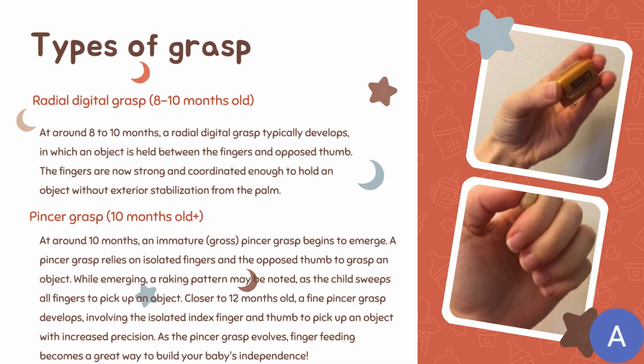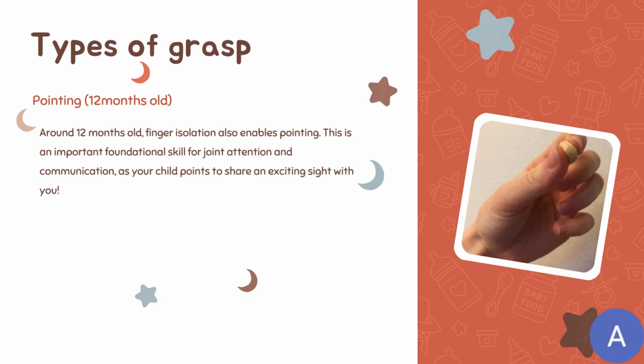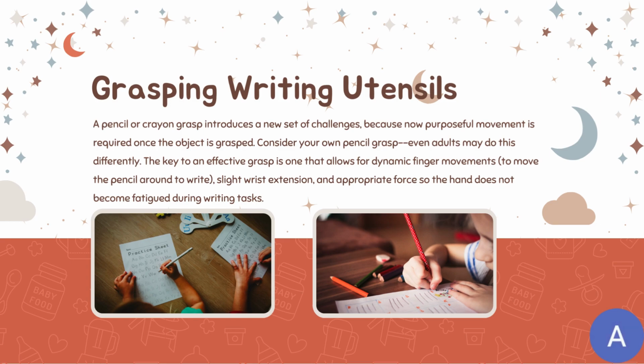Closer to 12 months old, a fine pincer grasp develops, involving the isolated index finger and thumb to pick up an object with increased precision. And lastly, pointing grasp. At around 12 months old, finger isolation also enables pointing. This is an important foundational skill for joint attention and communication as your child points to share an exciting sight with you.